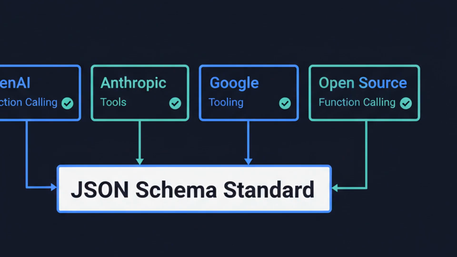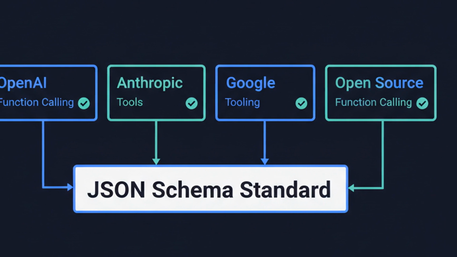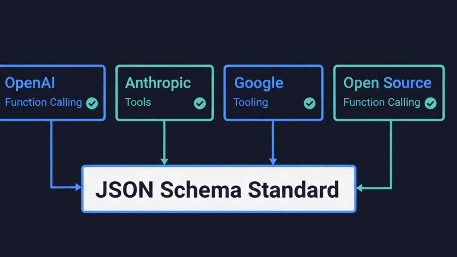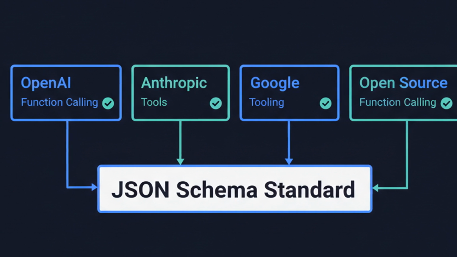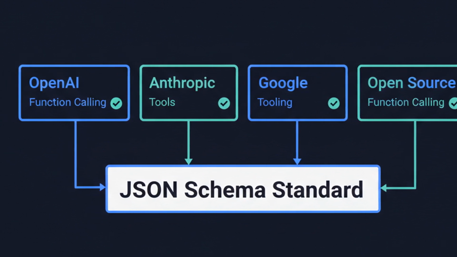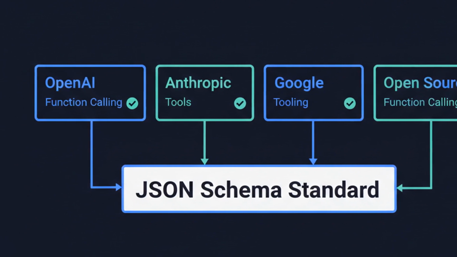Function calling isn't OpenAI exclusive. Anthropic's Claude uses a nearly identical format. Google's Gemini supports it. Even open source models like Llama and Mistral have function calling capabilities through frameworks like Ollama or vLLM. The JSON schema format has become a de facto standard. Learn it once, apply it everywhere.